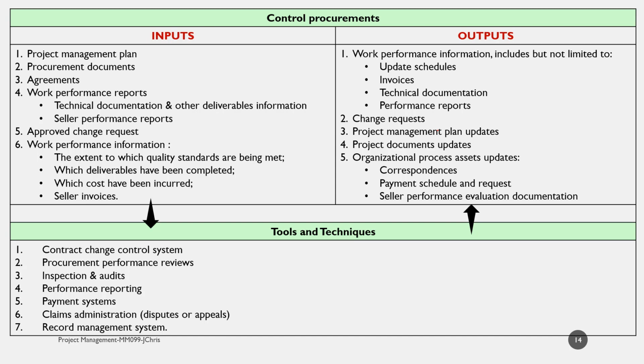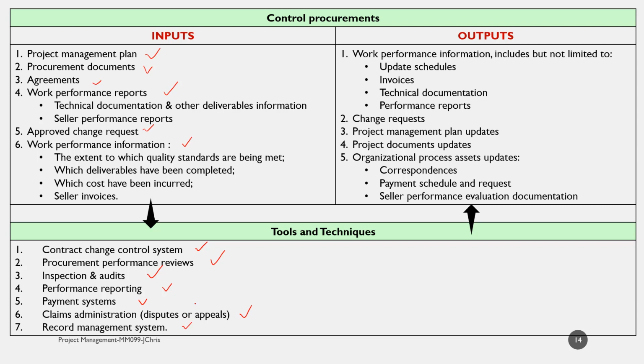Using 6 main inputs, which are project management plan, procurement documents, agreements, work performance report, approved change request, and work performance information, we can use tools and techniques called contract change control system, procurement performance review, inspection and audits, performance reporting, payment system, administration claims for disputes or appeals, and record management systems.